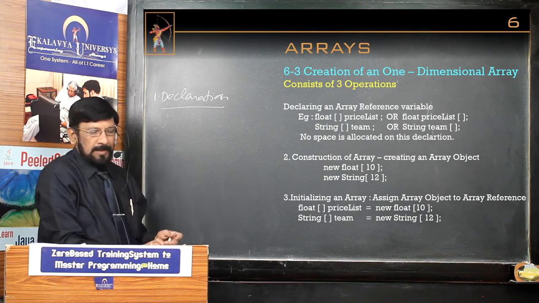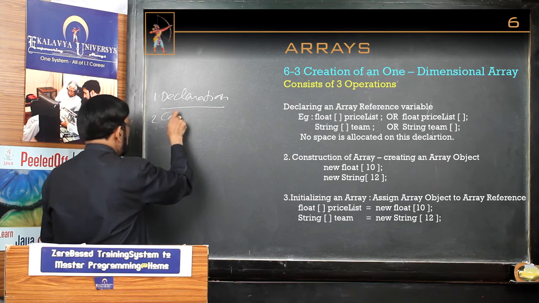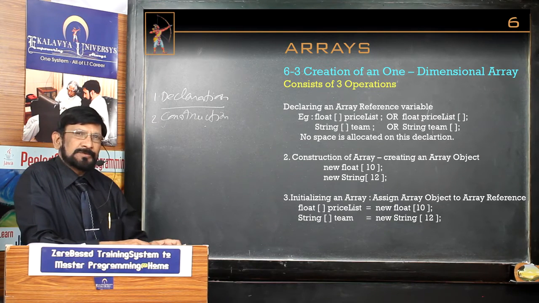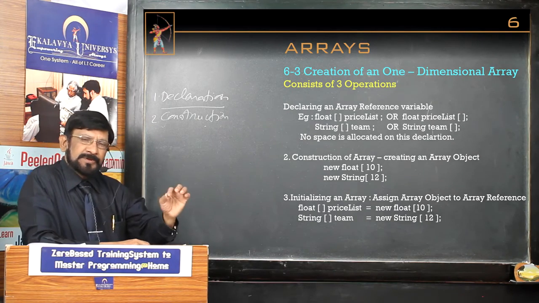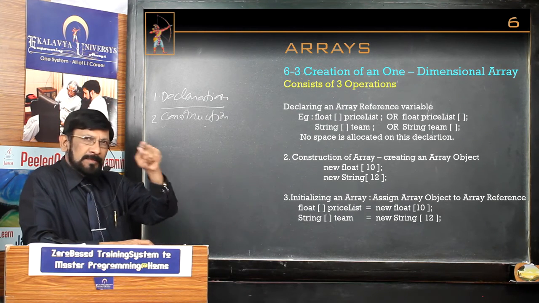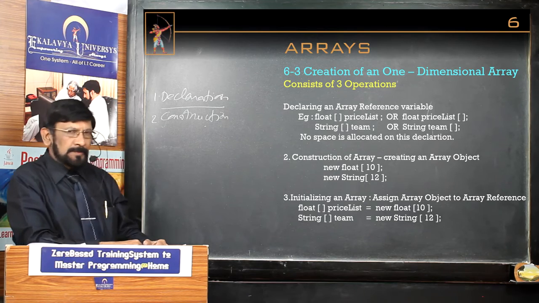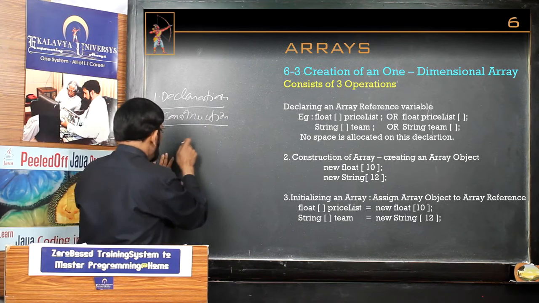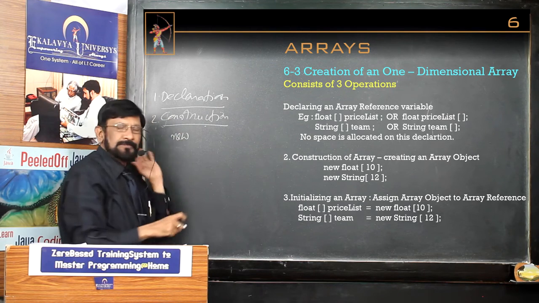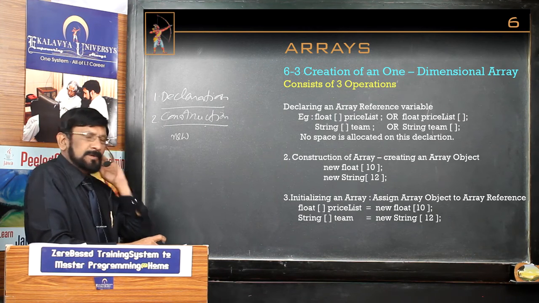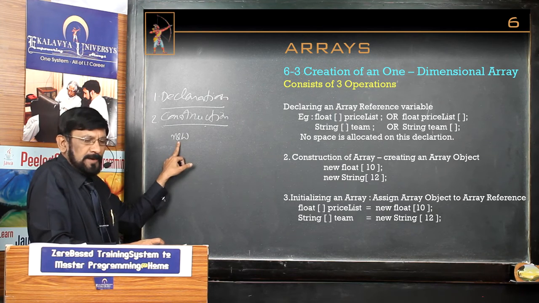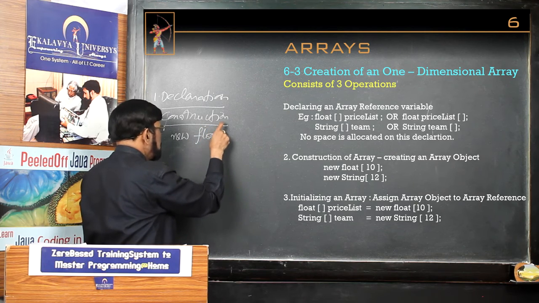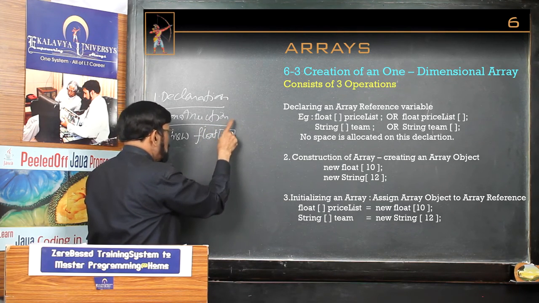The second one is construction of array. In case of reference variables, the object is created at runtime on the heap memory. Heap memory is also known as free store memory. That point you have to understand. So, if we have to create space for any element or any object on heap, you have to use the new operator. Now, I am continuing the previous example, float 10.